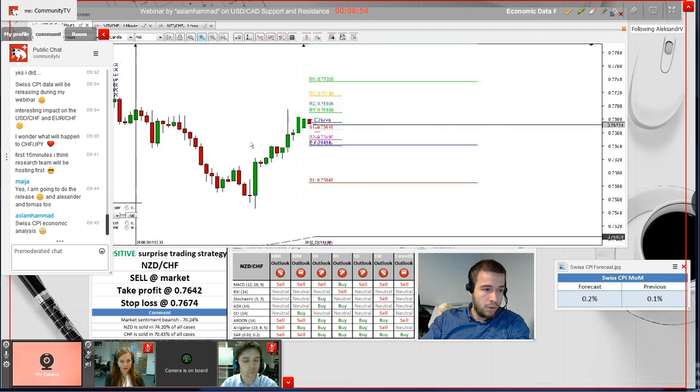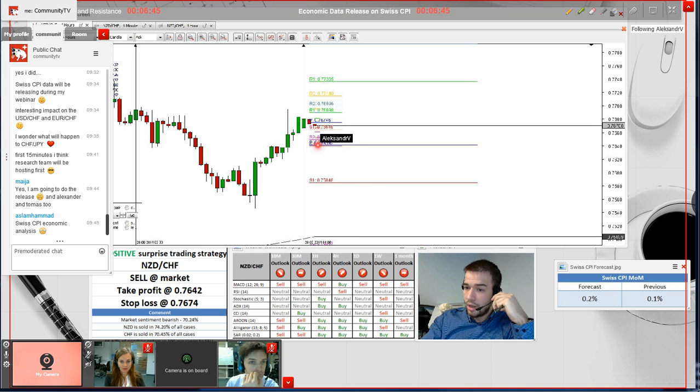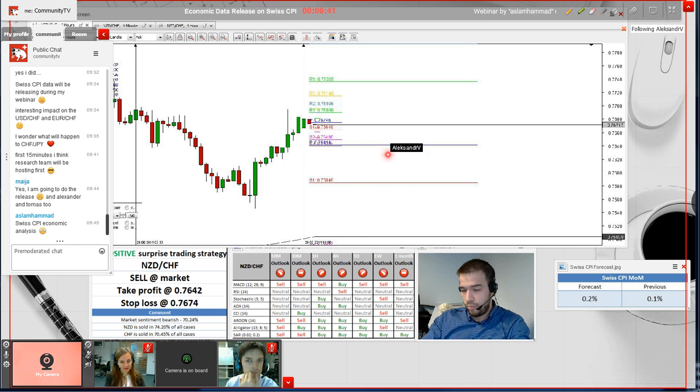And in the longer term, I would like to point out that the key level for long traders is located around the weekly resistance and the recent high at 0.7736, while the key level for short traders is obviously the recommended take profit, 0.7641.